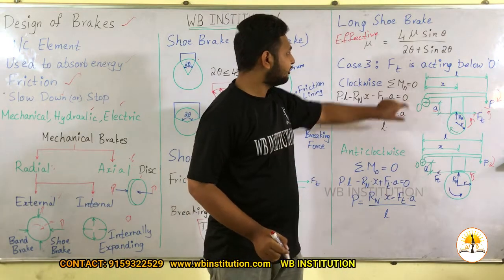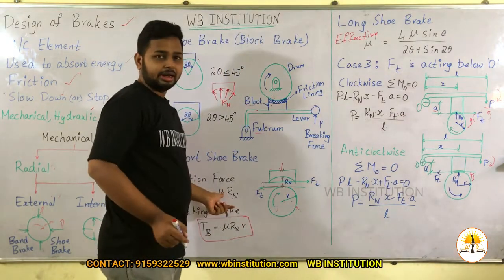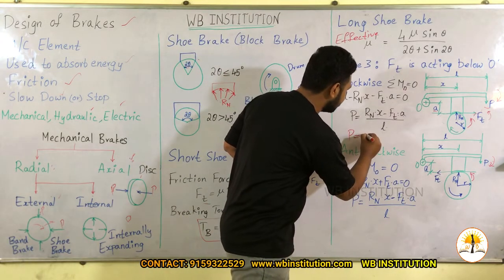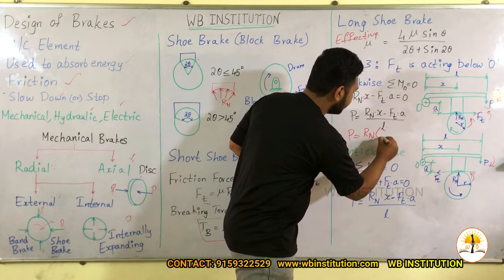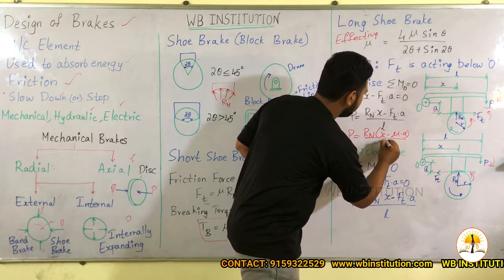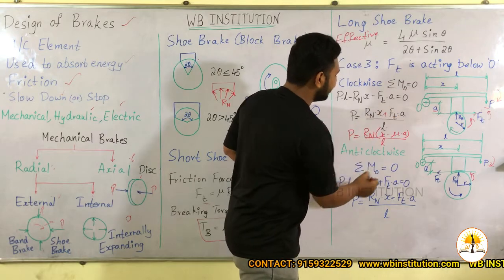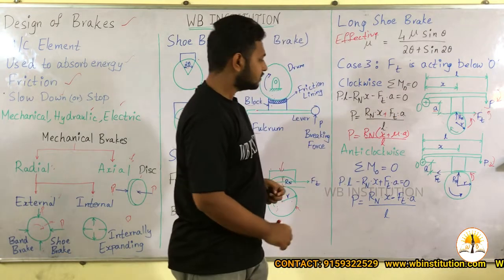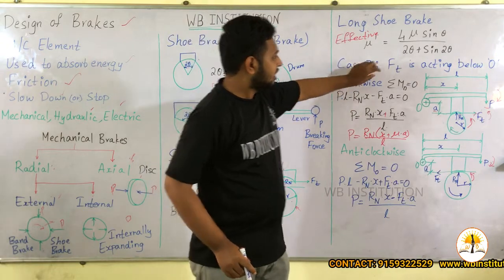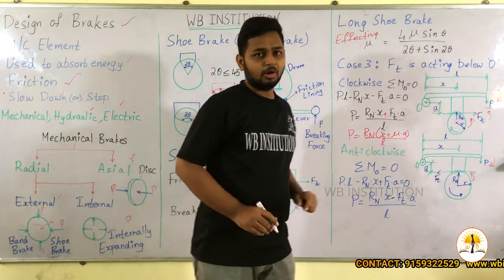So here we know Ft equal to mu into Rn, and if we take Rn as common, then we can write the equation P equal to Rn into X plus mu into A divided by L. So here it is plus and plus. This is the equation which we get in case Ft is acting below point O.